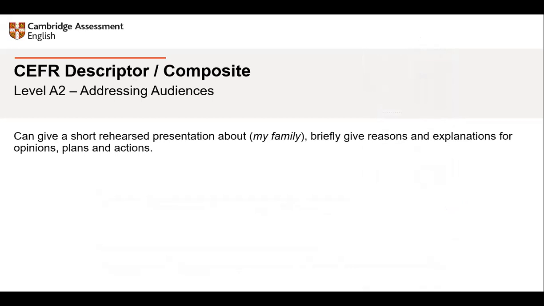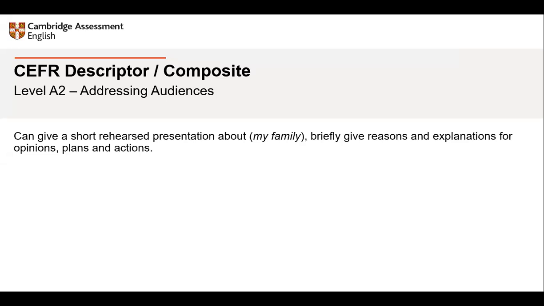The task is, one of the descriptors in the CEFR reads, at level A2, students can give a short rehearsed presentation about whatever topic. I just put my family here as an example. They can briefly give reasons and explanations for opinions, plans, and actions. So when we think about giving a short presentation about a family, we can say, that's an attainable task that can be easy for the students.